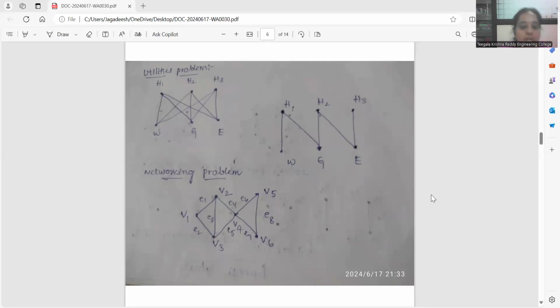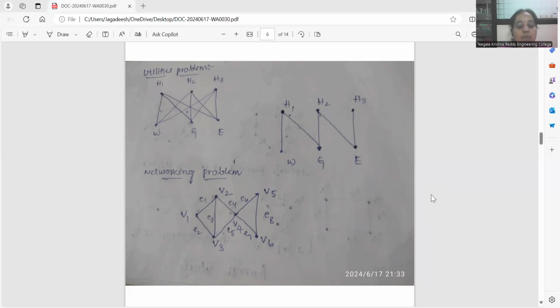Now, the most application-oriented part of graph theory is the utilities problem. What is the nature of the problem here? In that problem, we have 3 houses, H1, H2, H3. For those 3 houses, we have to give 3 facilities, namely water, gas, and electricity. All 3 houses require all 3 facilities.